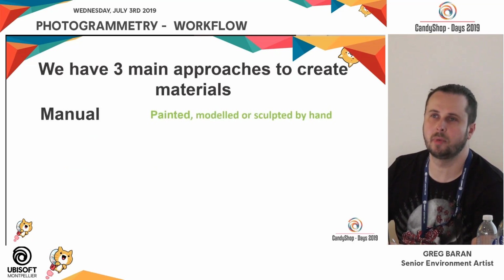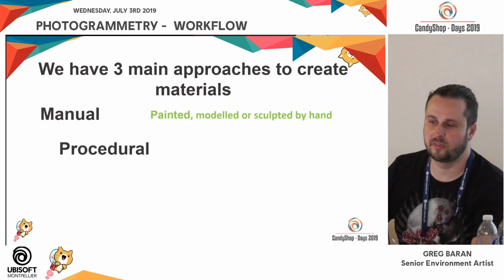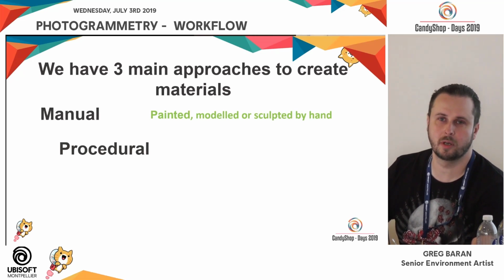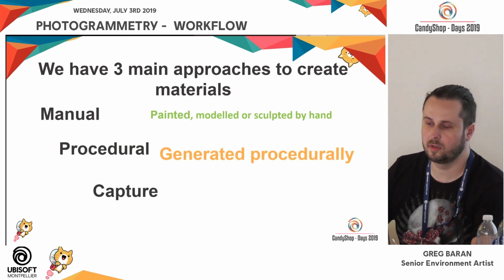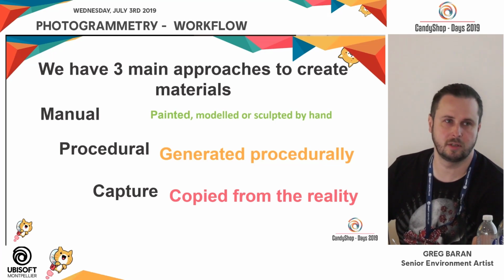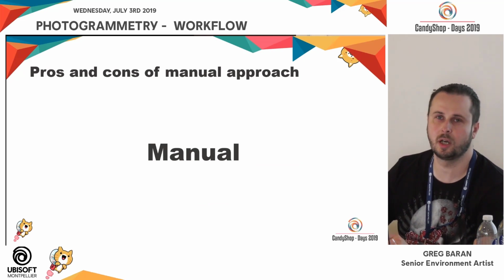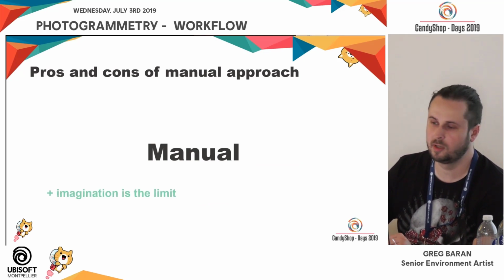We have 3 main approaches. First one is a manual, traditional texture creation. So it's about painting, modeling, sculpting the texture manually. The second one is a procedural approach. So it's about Substance Designer. And the last one is capturing the reality. It's copying what already exists and turning it into PBR texture or material. Each approach has pros and cons.